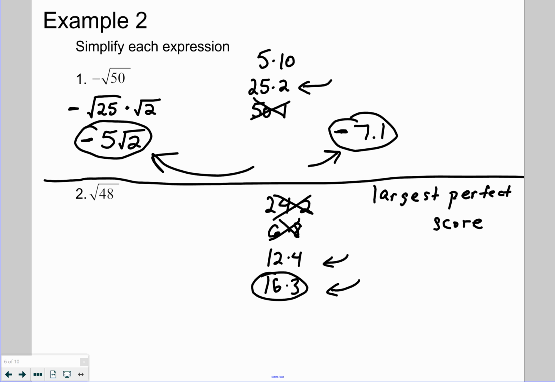Here's why. When I do this problem, 16, what's the square root of 16? 4, you're done. All right? But if I were to use 12 and 4, what's the square root of 4? 2. But 12, what are some factors of 12? 6 and 2, 4 and 3. And there's another perfect square. That 4, you'd have to do multiple steps to simplify. I'm not saying you'd be wrong, but it would just take you longer.